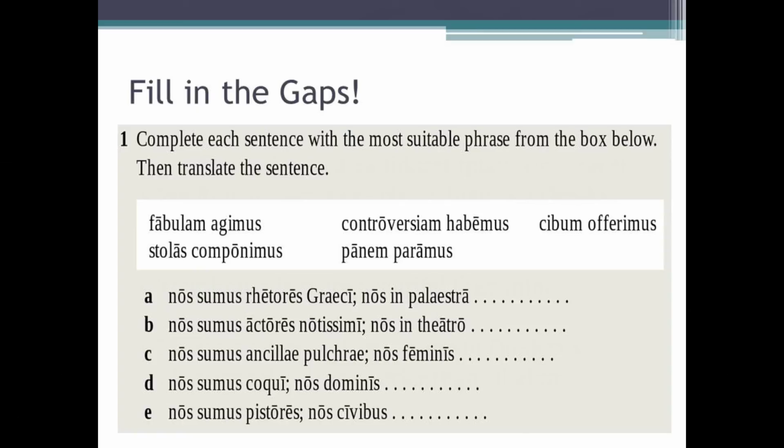Notice how, in sentences C, D, and E, the dative case is used. So this exercise is good revision. Well done if you got all of those right, because those sentences were really tricky.